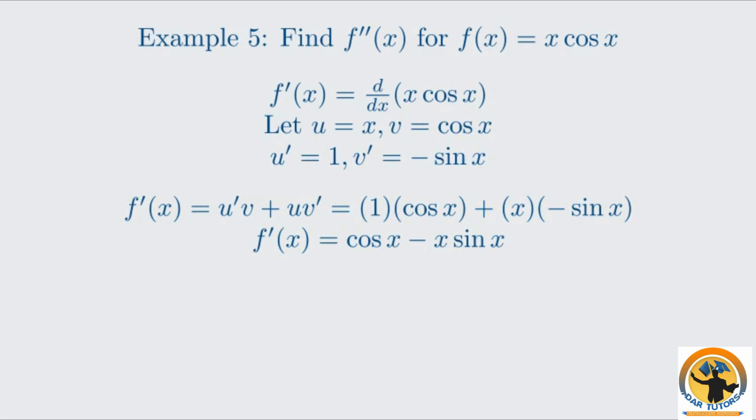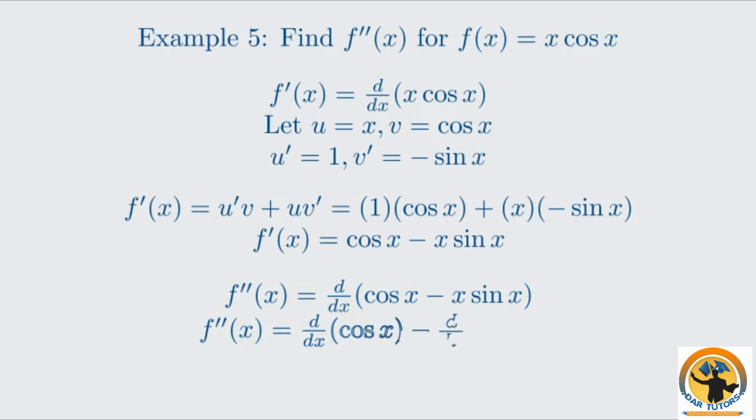Now we need to differentiate this result to find the second derivative. Notice that the second term, x sin x, is another product. So f double prime of x is the derivative of cos x minus the derivative of x sin x. The derivative of cos x is negative sin x. For the second term, we apply the product rule again.